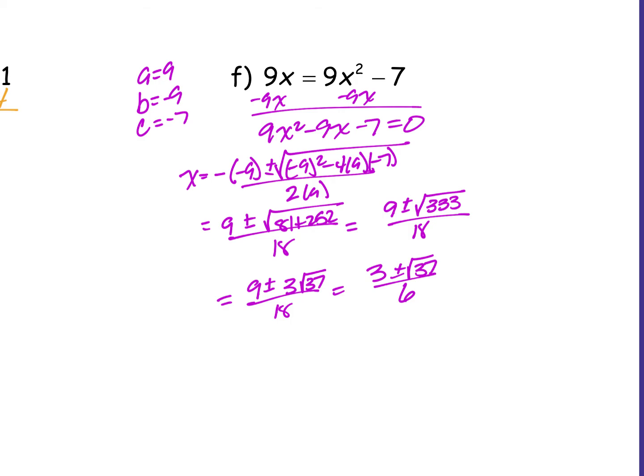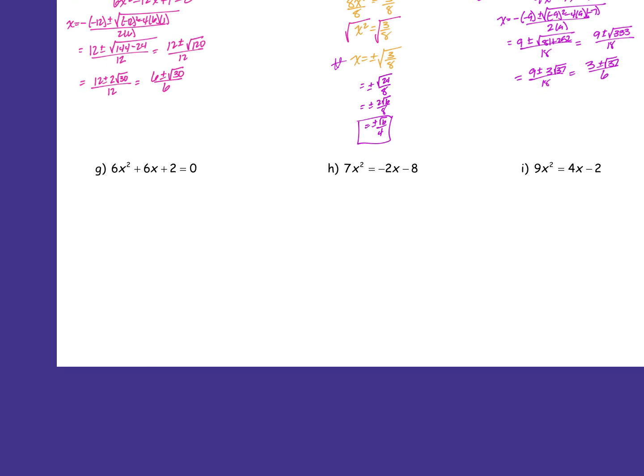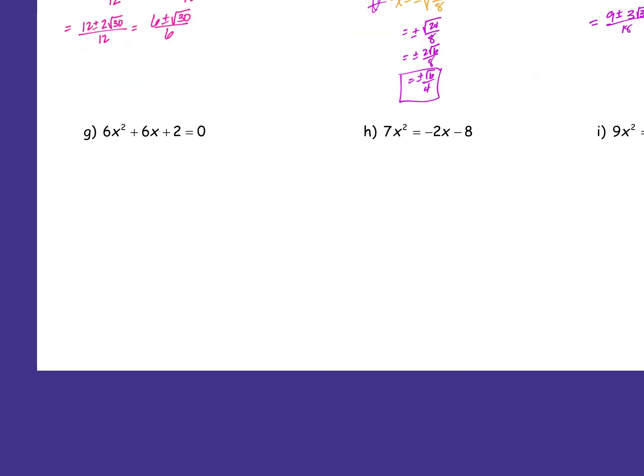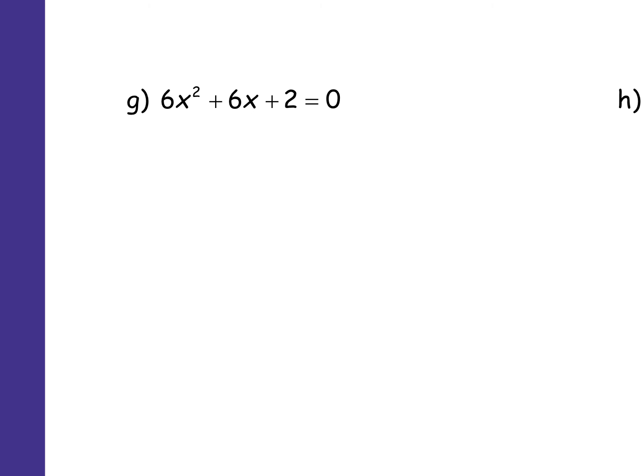Okay. All right, so we have three more problems. The last 3 all involve an imaginary number, right? Because you have a negative underneath your square root. So, so A is 6, B is 6, and C is 2.